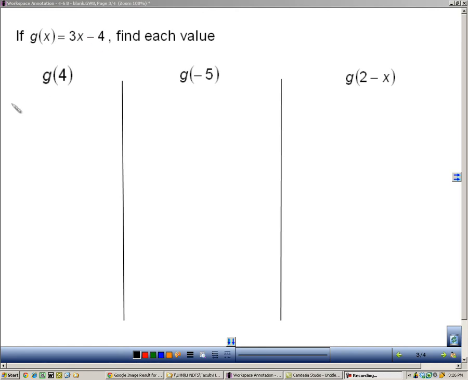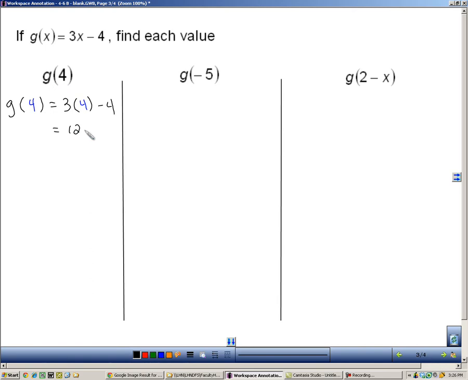So down here I'm looking for g of 4. I'm going to use colors here just because I feel it might help you. So g of 4 equals 3 times, instead of x, I'm going to put the 4 in. So can you see that substitution? g of 4 means I plug in 4 for the x.